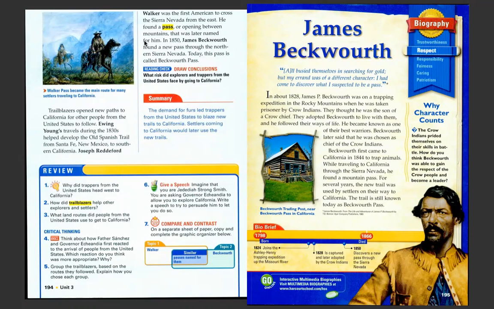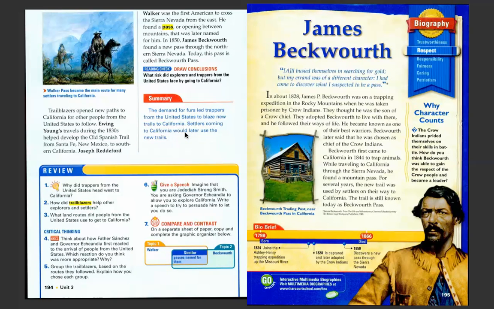In 1850, James Beckwourth found a new pass through the northern Sierra Nevada. Today, this pass is called Beckwourth Pass. And let's read the summary. Oh, and just on the right-hand side, this is a little something more for you guys to read. Another trailblazer, James Beckwourth. They just referenced his path, the pass that was named after him through the northern Sierra Nevada.